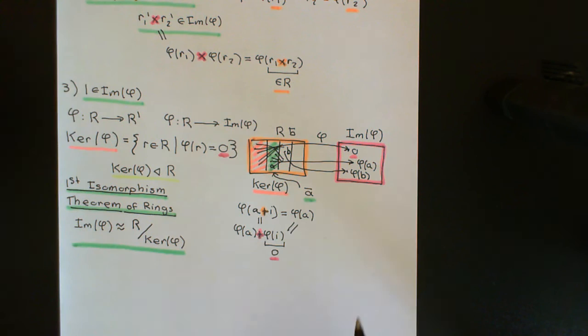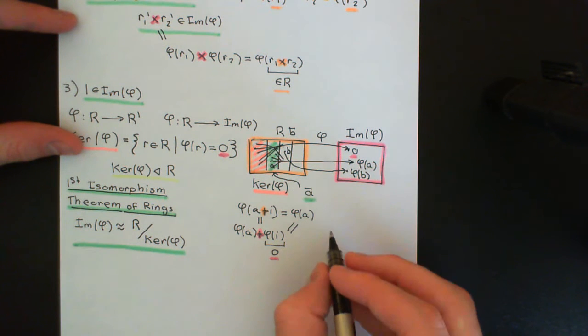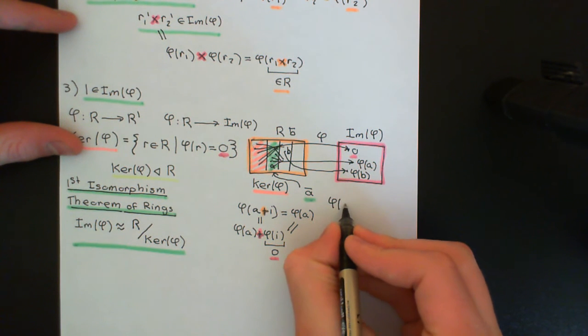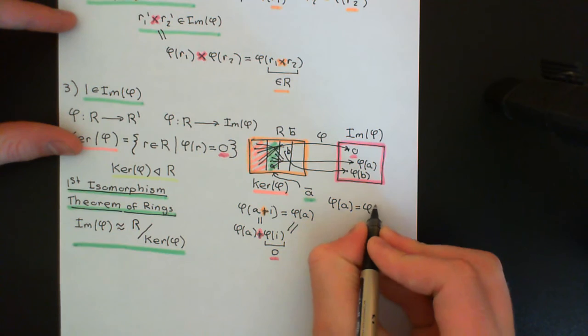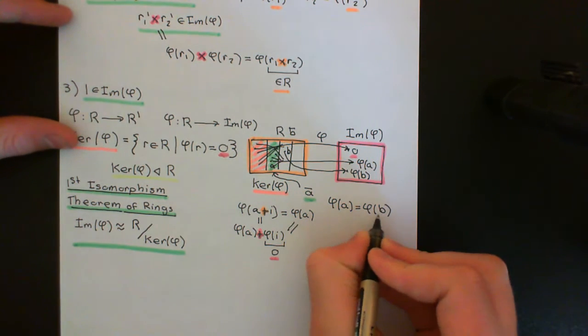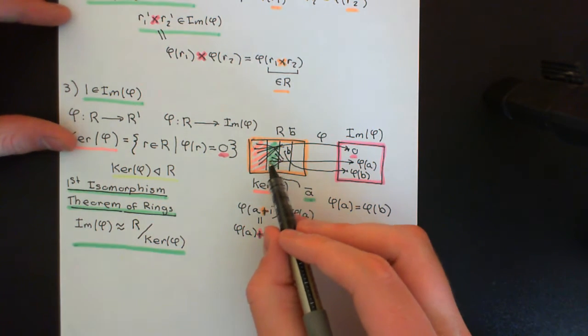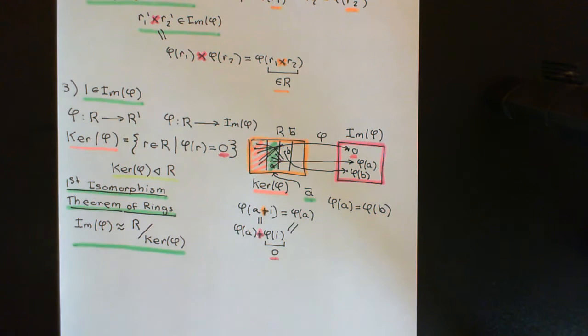I'm going to assume that phi of A is equal to phi of B. So let's just put this here. So I'm going to assume phi of A is equal to phi of B. And from this, I am going to prove that A and B are in the same coset. Okay, that will obviously be a contradiction because I assumed initially they were in distinct cosets. Okay, so how can I do this?